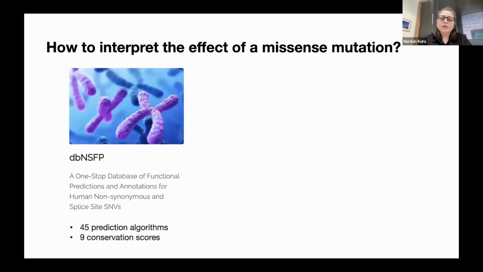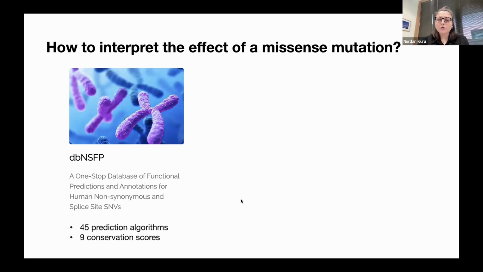For example, dbNSFP is a comprehensive database including the predictions of many computational approaches. In version 4, it includes 45 prediction algorithms and 9 conservation scores. So why do we need another one? Because we believe that existing approaches mostly overlook the evolutionary relatedness and phylogenetic information.